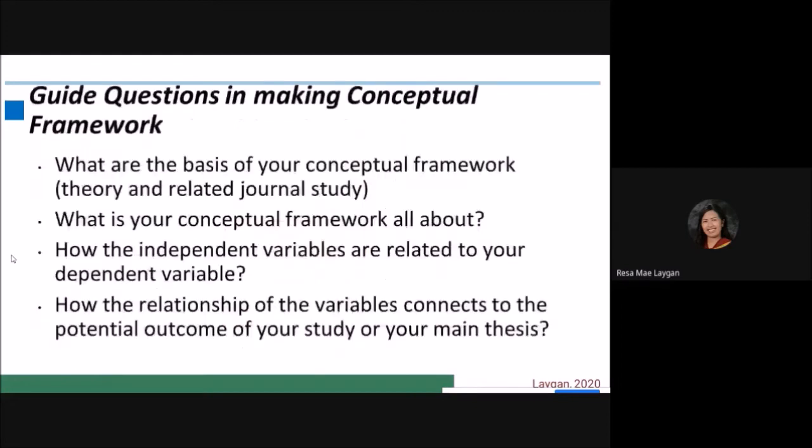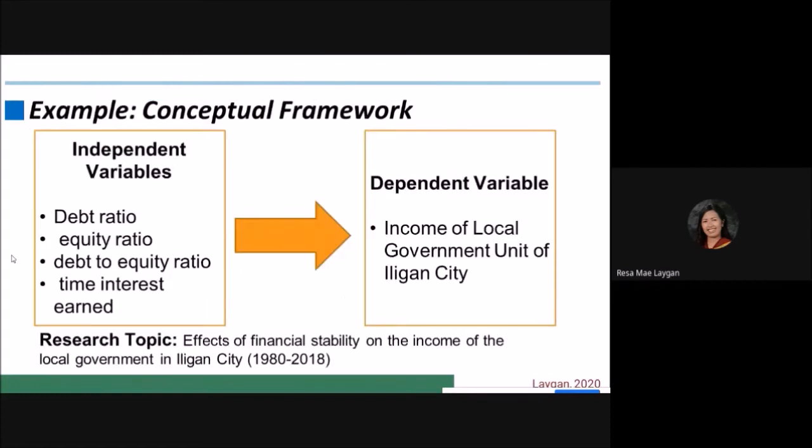So these are the guide questions in making a conceptual framework. First is, what are the bases of your conceptual framework? So you have to assess again your theory and also the related journal study that you have chosen. Another is, what is your conceptual framework all about? So you are going to discuss this conceptual framework. You are going to say here that under the independent variables are the debt ratio, equity ratio, debt to equity ratio, times interest earned, which are the indicators of your financial stability. So that is how you are going to describe your conceptual framework.